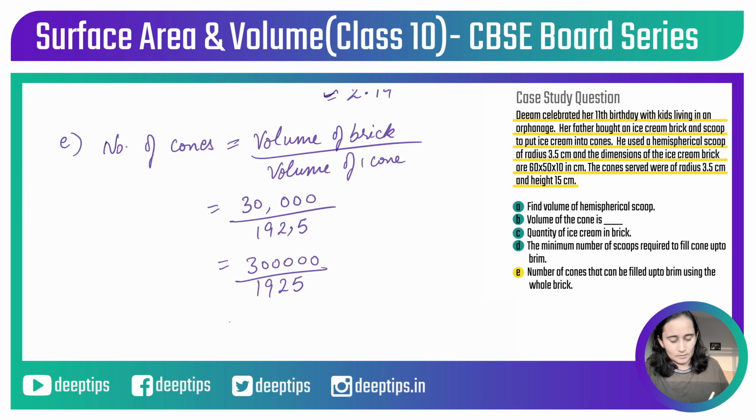So if you calculate, you can try it now. You have 15 seconds to do the long division, and you will get approximately 155 cones that can be filled using this volume of the brick and with the given volume of cone. So I hope you understand how to solve the case study question, which is not so difficult. It is pretty easy to do it if you write the information in an organized way and solve it step by step.